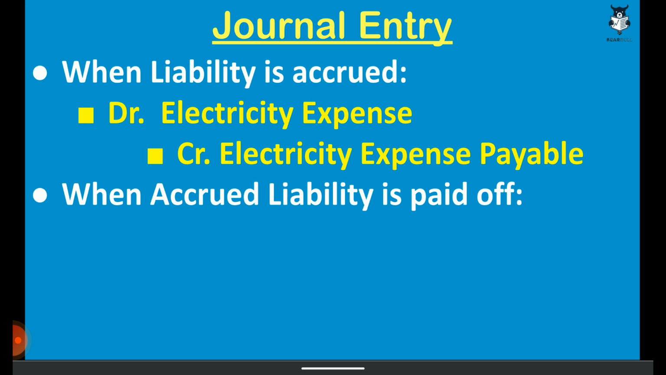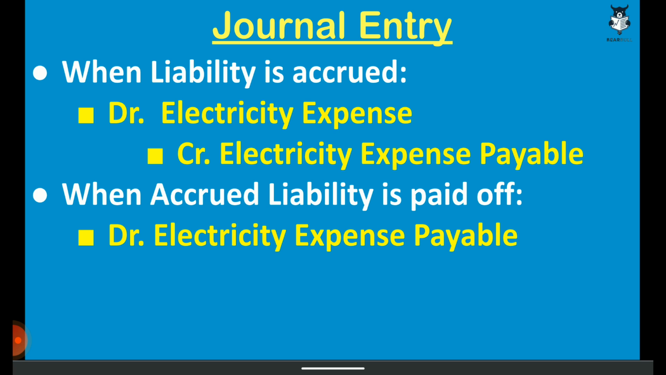Now when the accrued liability is paid off, in our case when the electricity bill is paid off in the next month, the double entry would be we would debit the electricity expense payable account. This debit would make sure that the liability is now taken off from our books, because in the previous month we credited the liability, and now that we are debiting it, the effect of liability is no more in our books. That is the real time scenario, because in February we would have paid the liability, so there is no need to record the liability, and we will credit the cash or bank account because the money is going out in February.